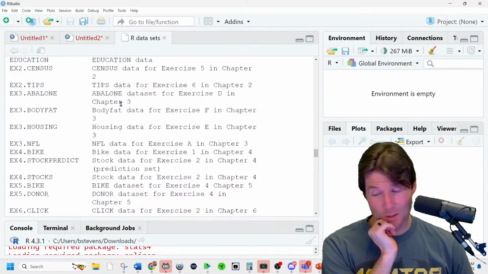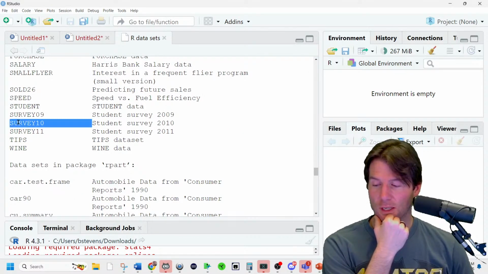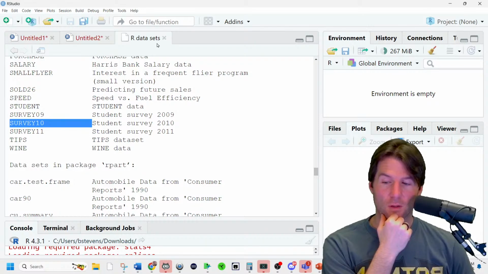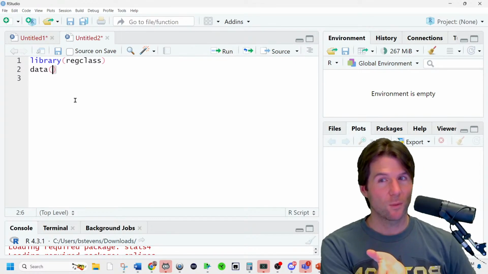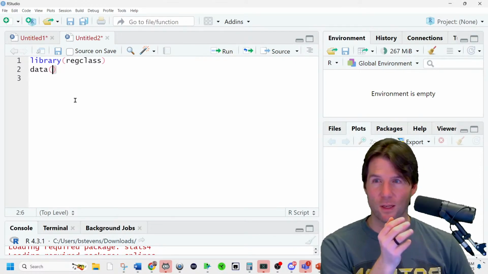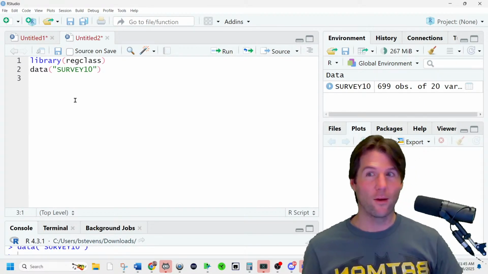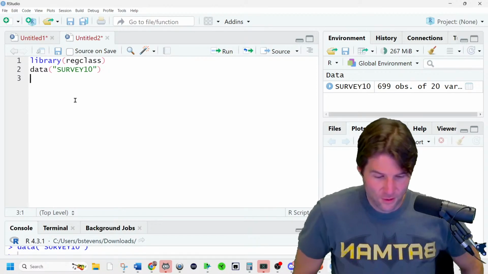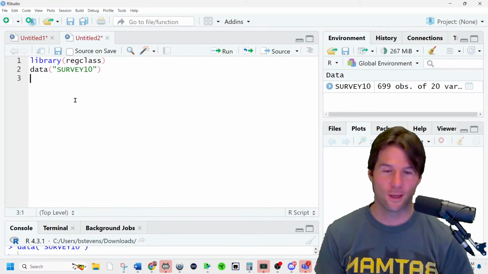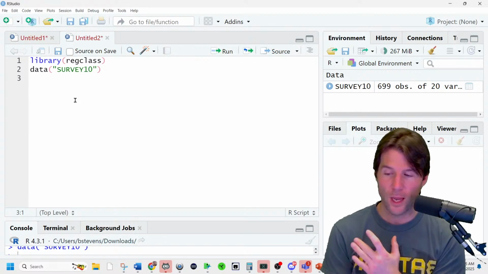One of my favorite ones, I'm not suggesting everyone use this, but if you're stuck and nothing's working and you can't get Kaggle data, is Survey 10, tried and true Survey 10. So how do we load up Survey 10? Data is a function that loads data that's from packages. You have to have the package loaded, and then you can run data and then that data name. So I run survey 10. Now I have data. If you have the package installed and you say data, give me this data, it says there's your data. You don't even save it. It saves it for you.